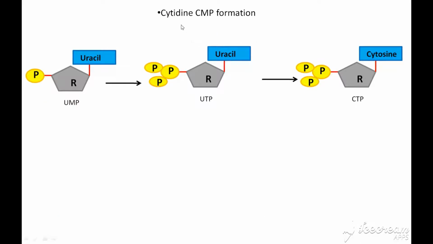The next thing that we're going to discuss is the synthesis of cytidine. So as we said before, we're going to use UMP as a template for the synthesis of the other pyrimidine nucleotides. UMP is going to be converted into UTP, so uridine triphosphate. So basically we're just going to add two phosphates. And then UTP is going to be converted to CTP. So what we did is that we changed uracil into cytosine, and we formed CTP, or cytidine.